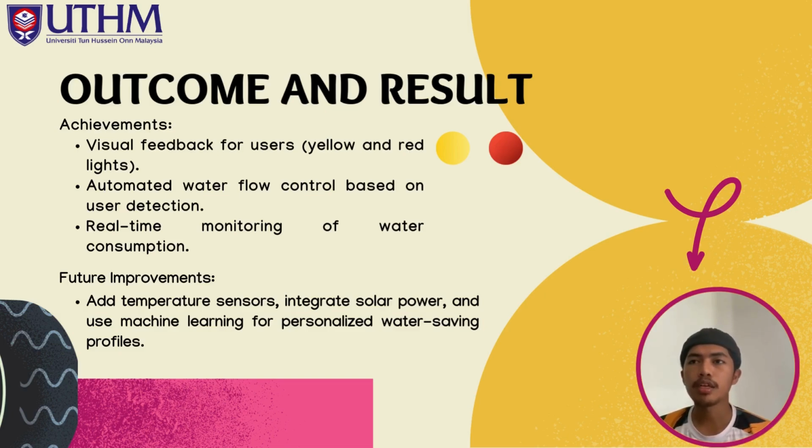Our system successfully provides clear visual feedback, meaning we use the indicator lights, yellow and red, so the system can notify the user about the water usage. Next is automated water flow. For the automated water flow, we use the ultrasonic sensor, which can detect the user, and the water flow can automatically turn on and off. Lastly, it tracks real-time usage, meaning the user can monitor the water usage every day, and also set the limit of the water usage. This not only reduces unnecessary water wastage but also encourages meaningful usage.